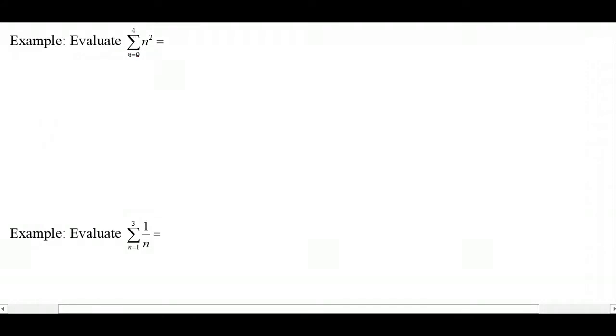So the starting index 0 means that's the first number I substitute into n. So I'm going to have 0 squared. And instead of separating the terms by commas, since we're doing a summation, we're going to separate them by plus signs because we're going to add all these terms together. Now the next number I substitute in is 1, so 1 squared plus then 2 squared plus 3 squared all the way up to 4 squared.